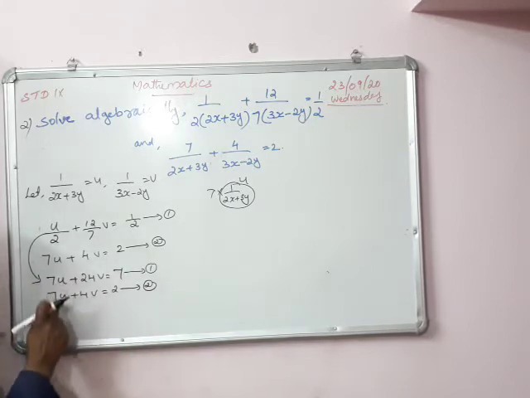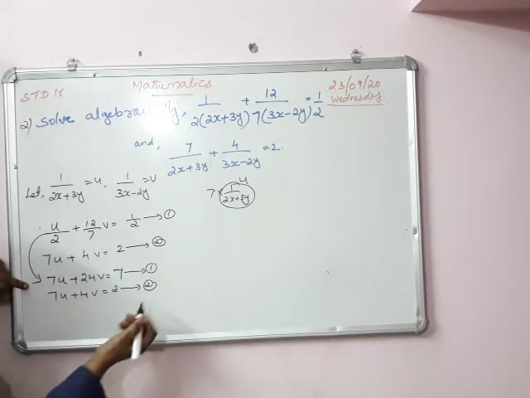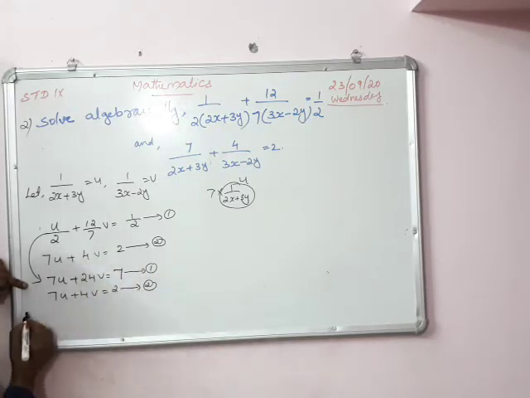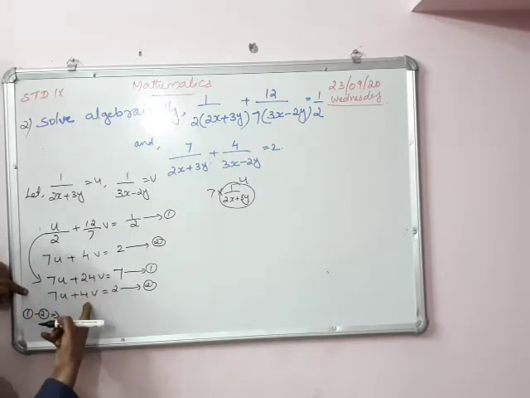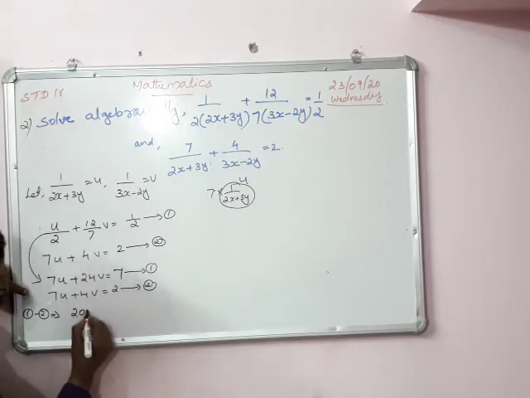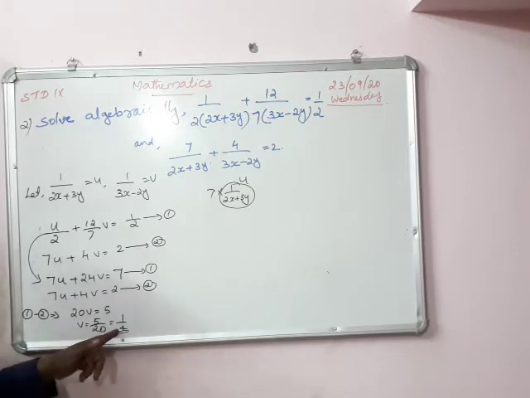Now both have the same 7u, 7u. So as usual, we are going to solve. 1 minus 2, or 2 minus 1, anyway. So equation 1 minus equation 2 becomes 7 minus 7, 0. 24 minus 4, that is 20. v is equal to 7 minus 2, 5. So v is equal to 5 by 20, that is 1 by 4. Okay, the value of v is equal to 1 by 4.